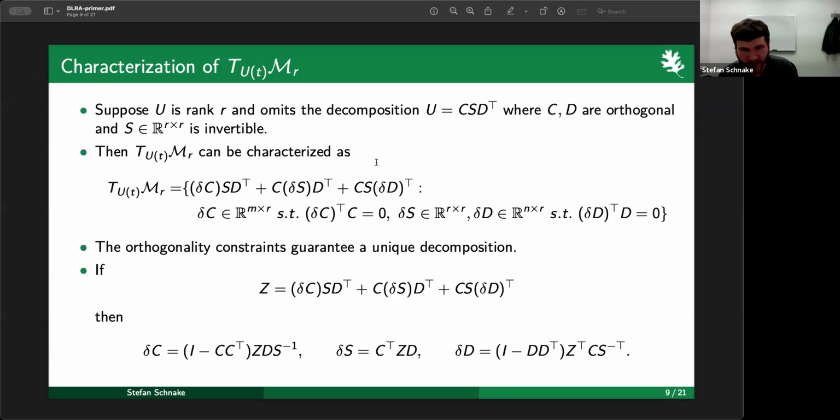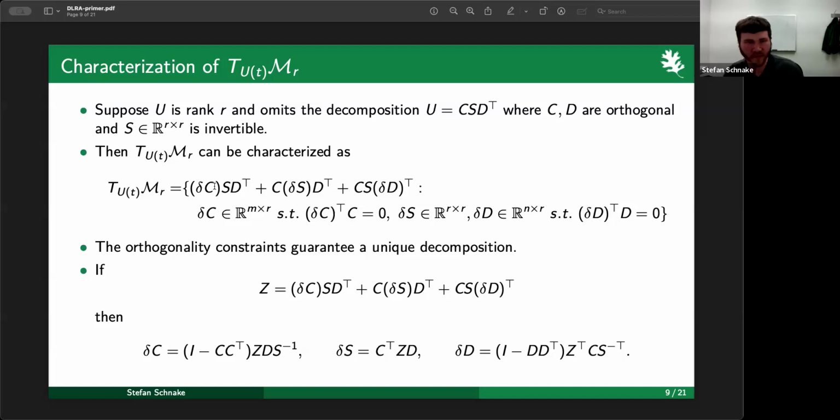The only difference from a standard product rule is that you have what are called gauge conditions. S can be any sort of matrix, it doesn't have to be invertible, so delta S can be anything. But delta C is an n by R matrix that has to be orthogonal to C, and delta D is an n by R matrix that has to be orthogonal to D. The reason these gauge conditions are placed is to guarantee a unique decomposition of the tangent space. We want some uniqueness in how we represent objects in this tangent space.